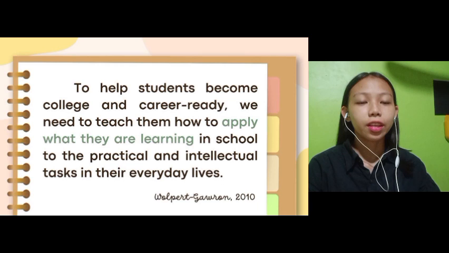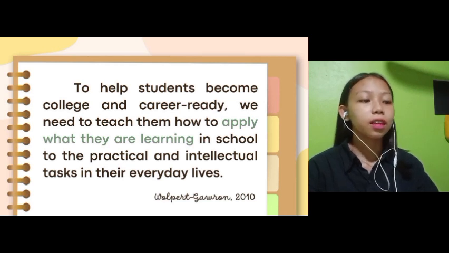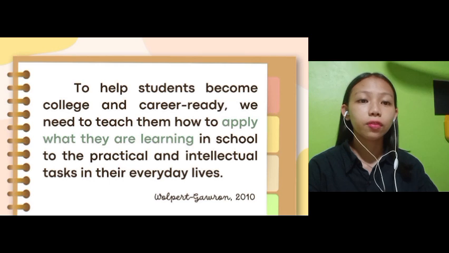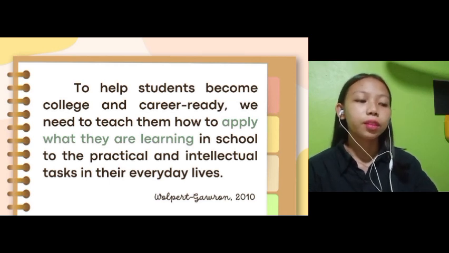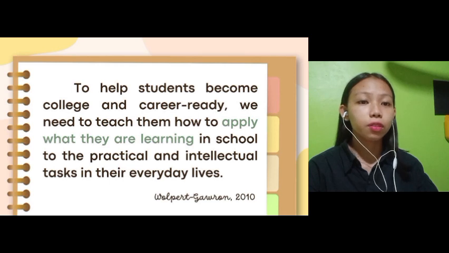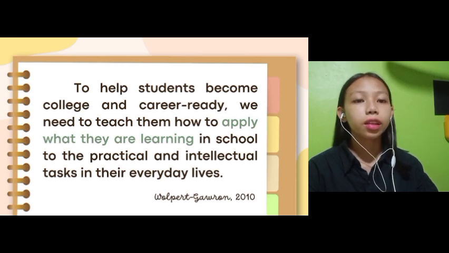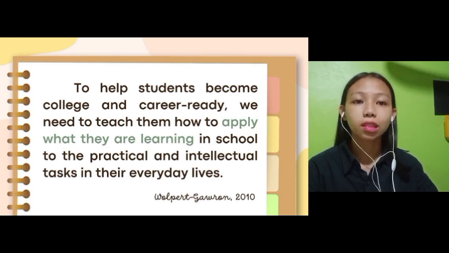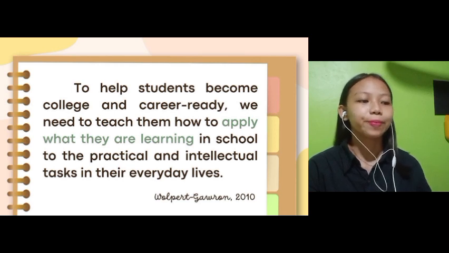For example, if a student is taught to be digital literate in the school, he or she can apply it in his or her everyday life, especially when the students will be looking for a future job or pursuing a career. It will greatly help the students because it is one of the in-demand skills in our society.